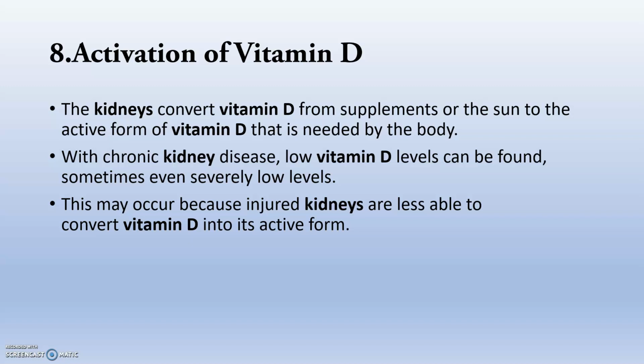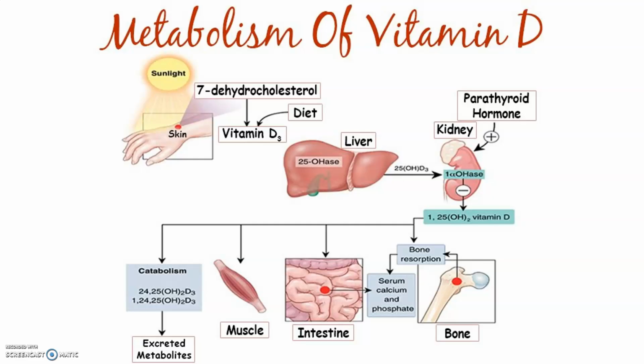Next is the activation of vitamin D. The kidneys convert vitamin D from supplements or the sun to the active form of vitamin D that is needed by the body. Whenever persons have chronic kidney disease, low vitamin D levels can be found, and this will produce vitamin D deficiency diseases. This is metabolism of vitamin D.